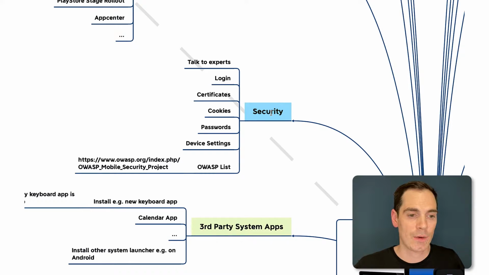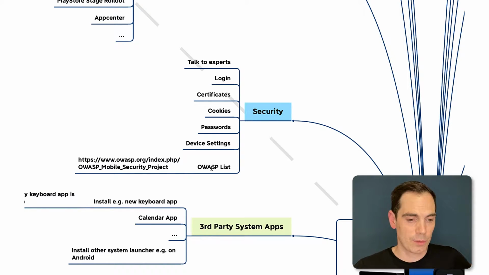First of all, I highly recommend to talk to experts, because security testing is really a difficult and complicated topic. You can keep the security topic in mind when you have a login, for example, when you work with certificates, when you're using cookies or you're handling passwords in your app. So then security is a big and important topic. Also, device settings play a role in security, so make sure that you don't store any sensitive data on the phone or in any unencrypted way.